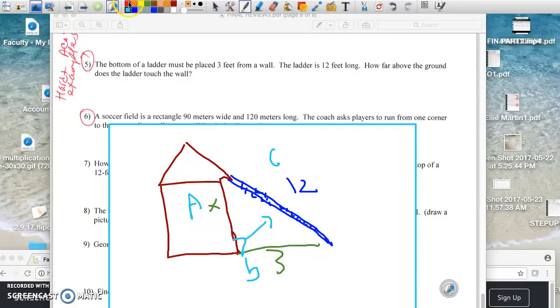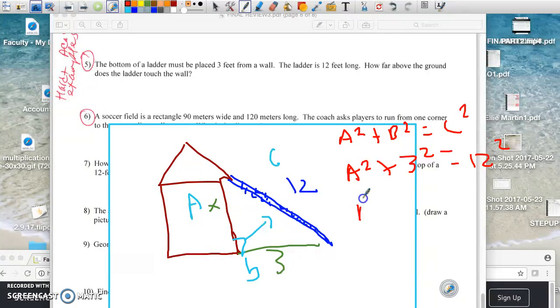So I shall do my A squared plus B squared equals C squared. Do I have A? No, I do not. Do I have B? Why, yes, I do. 3. The 3 squared. Do I have C? I do. 12 squared. All right. So A squared plus 3 times 3, 9. 12 times 12, 144. Subtract 9. Subtract 9.